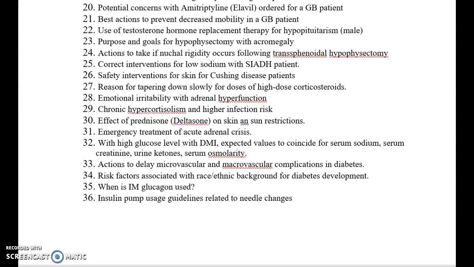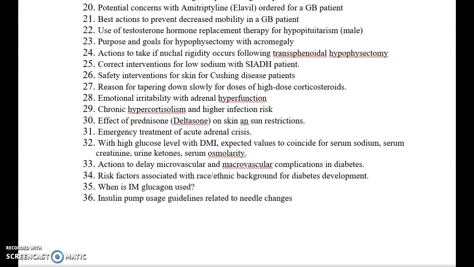Reason for tapering down slowly for doses of high dose corticosteroids. We do know that this does require weaning. If someone is taking high dose corticosteroids, and one day they're on them and one day they stop them, or if they drop the dosage down too low from high quickly, they will have rebound inflammatory responses, and that is definitely not tolerated well. So we have to prevent that.